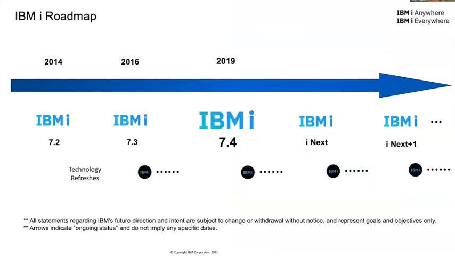Dan mentioned our support roadmap, but this is really the roadmap I wanted to talk about very quickly. We're currently sitting at IBM i 7.4. It was introduced in 2019. Prior to that, we had 7.3 in 2016, and prior to that, we had 7.2 in 2014.